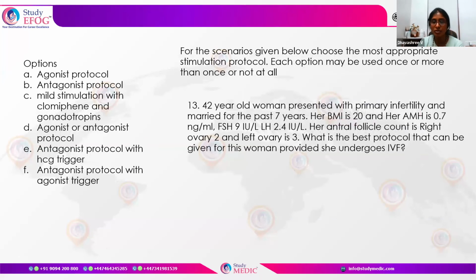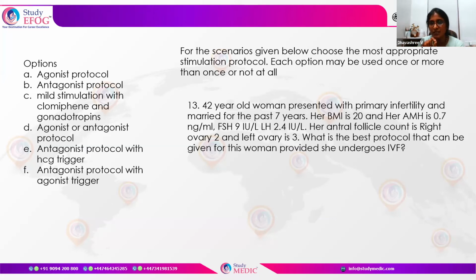So let us find out for whom what kind of protocol we would use. For the scenarios given below, choose the most appropriate stimulation protocol. Each option can be used once, more than once, or not at all. So the options are given. Please do not read the options first. Always read the stem and look for the most appropriate. Here it is the most appropriate stimulation protocol.